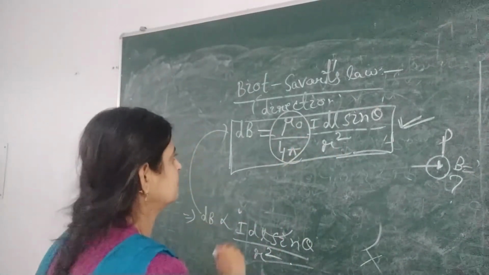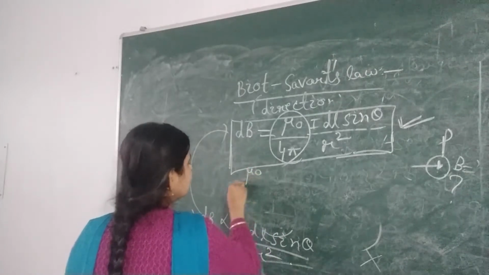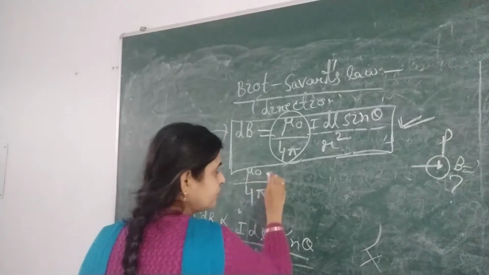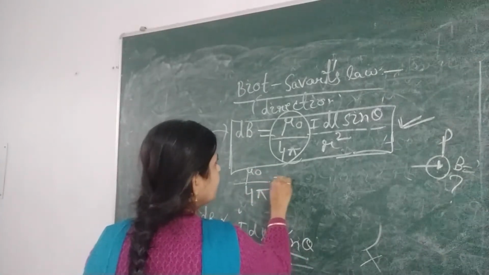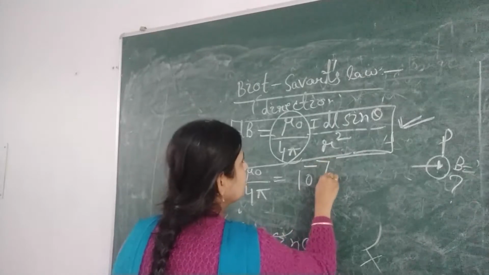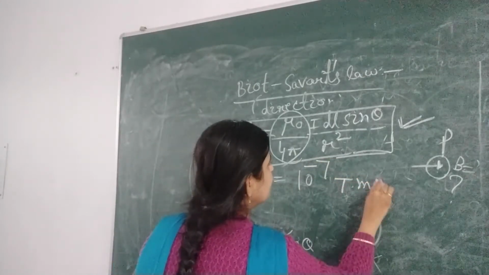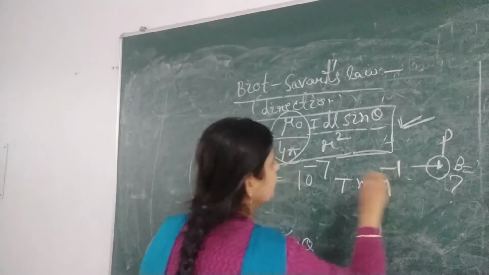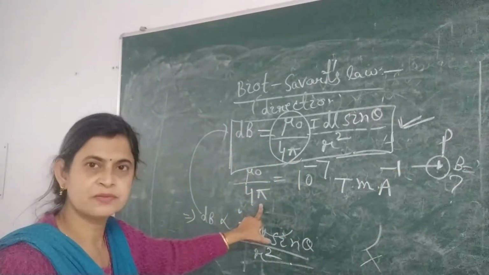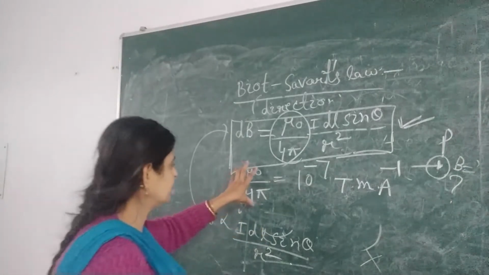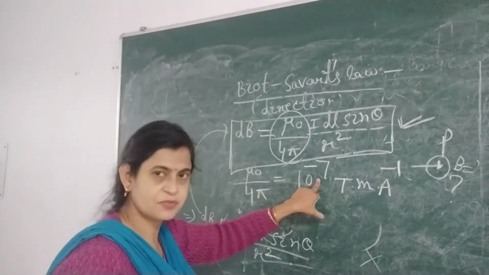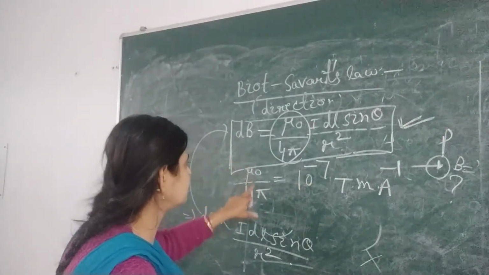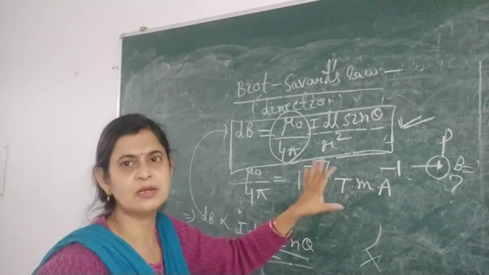Now this is a constant, mu naught by 4 pi. What is the value of mu naught by 4 pi? For free space, mu naught by 4 pi is equal to 10 to the power minus 7 Tesla meter per ampere. Clear? So mu naught by 4 pi is equal to 10 to the power minus 7. If you want the value of only mu naught, that is equal to 4 pi multiplied by 10 to the power minus 7.